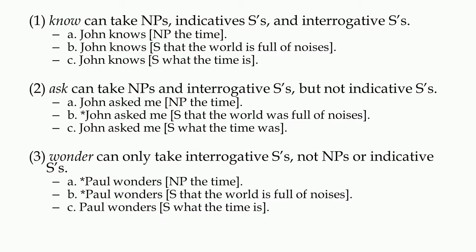When we look at the third example, a verb like wonder, we see this verb can only take an interrogative sentence as its object, not a simple NP, not an indicative sentence. So, we cannot say Paul wonders the time. Paul wonders that the world was full of noises. Paul wonders what the time is is the only possible sentence, which indicates that a verb like wonder can only take an interrogative sentence as its object.